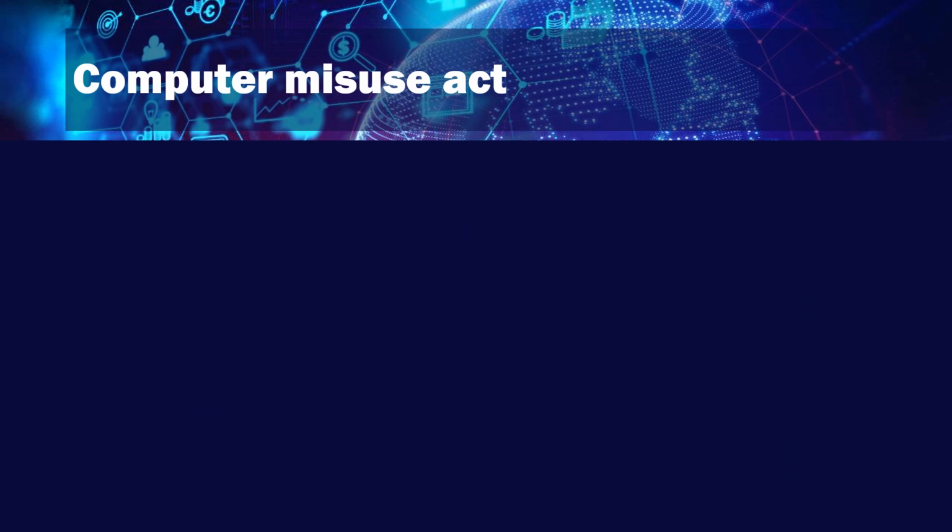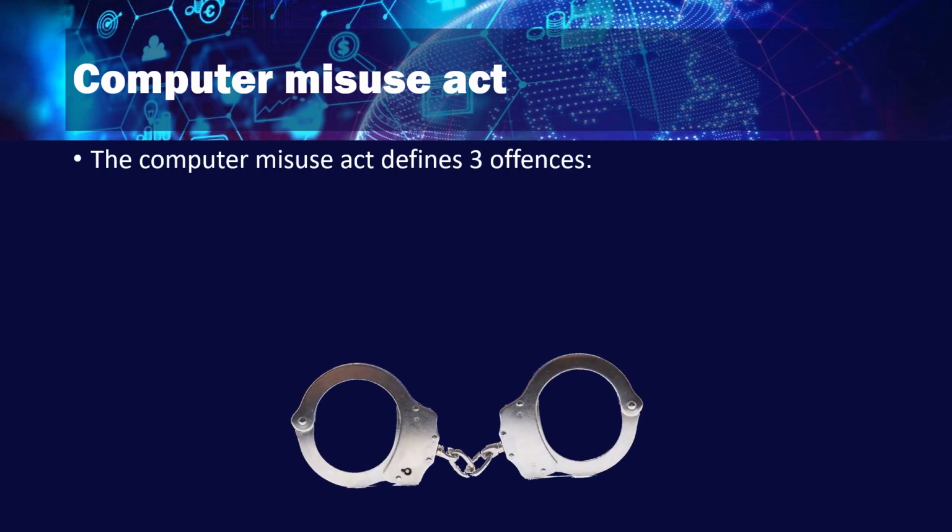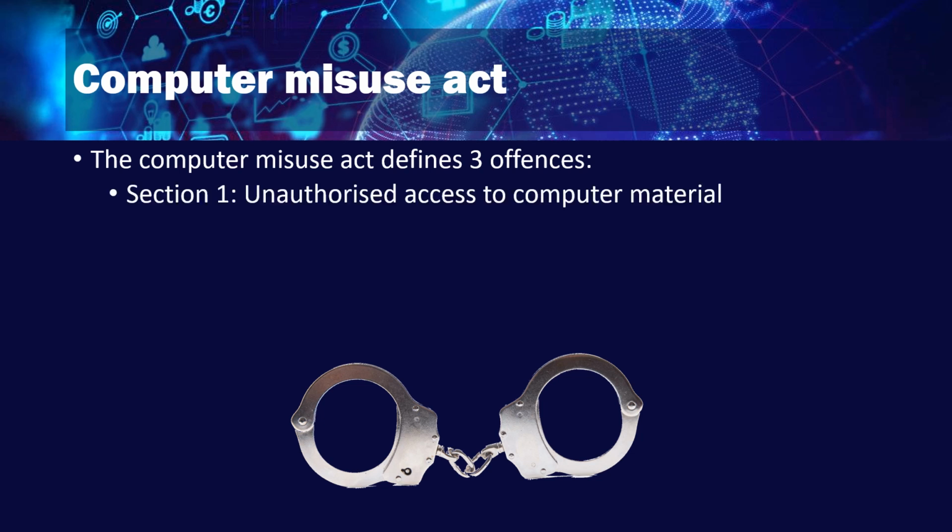The Computer Misuse Act deals mostly with hacking and defines 3 offences. The first and most basic is a Section 1 offence, unauthorised access to computer material. Simply gaining access without doing anything else is a crime.